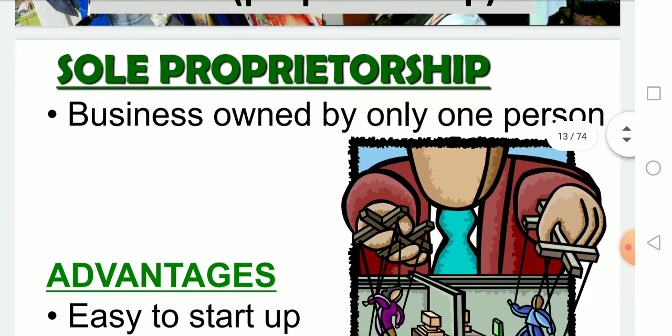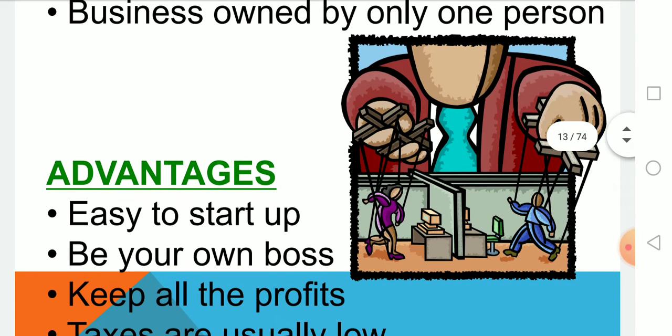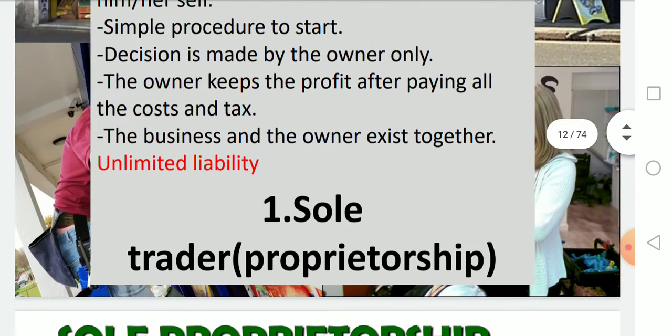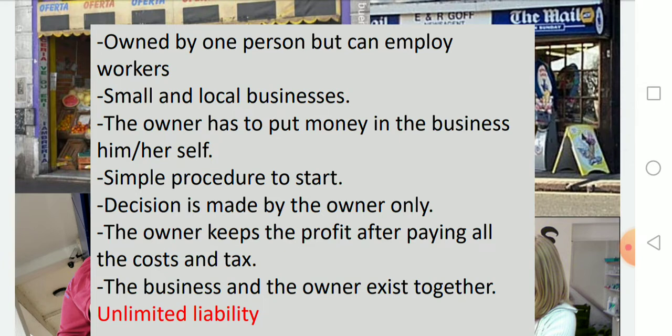So when I talk about the sole proprietorship, can you see this man, the owner here? The business is owned by only one person, and what's he doing here? He's leading others to do their job, as we see in this picture. So when I say sole proprietorship, this means it is owned by just one person, but can employ workers to work with him or her.